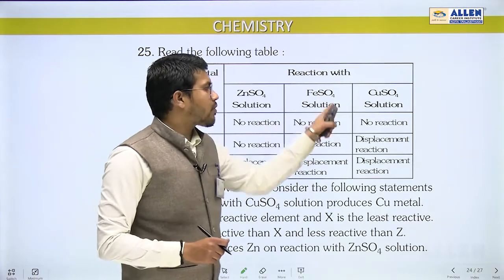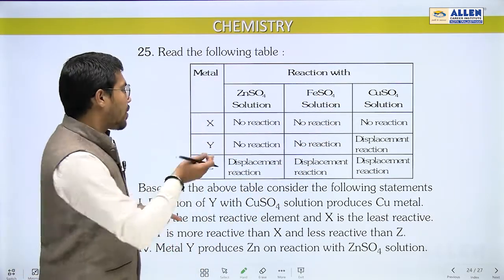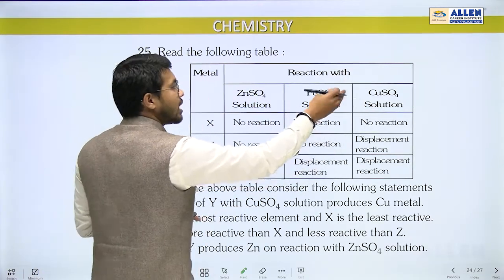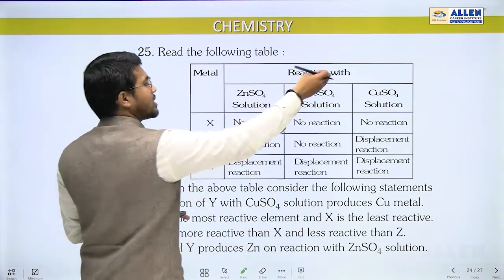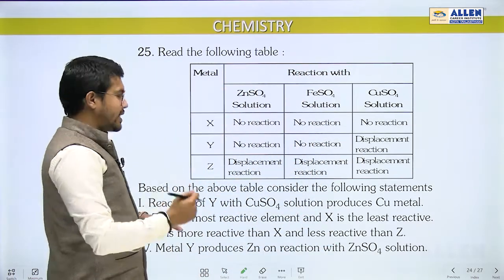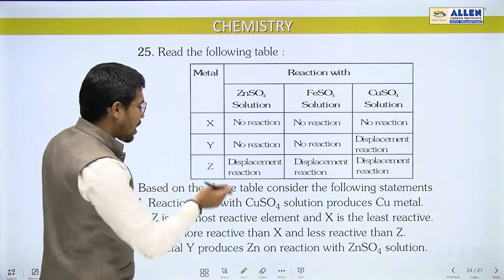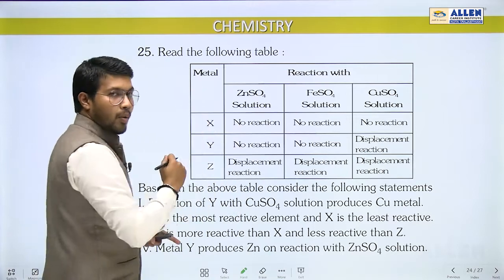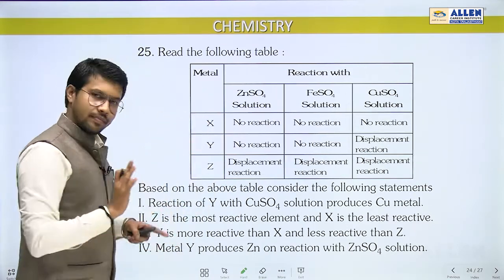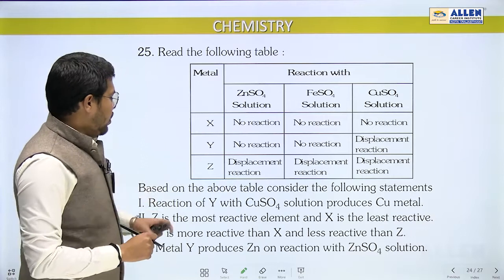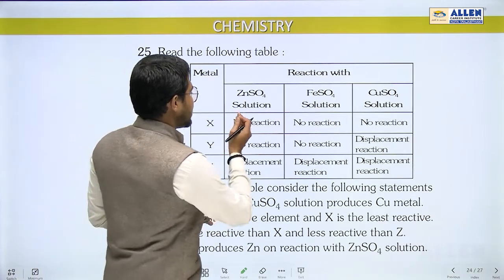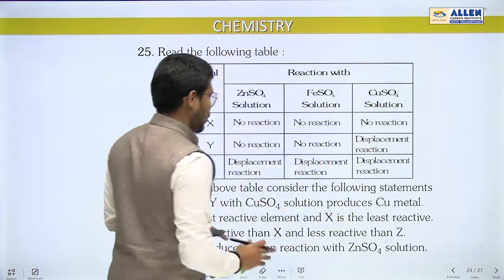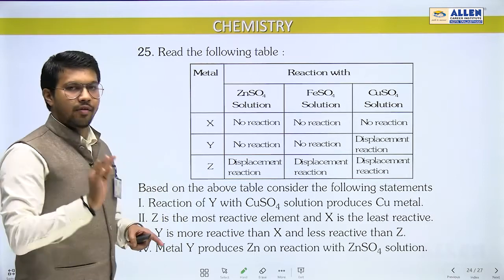It displaces copper from CuSO4. So obviously in the previous case X is unable to displace any of the given metals, even copper. It fails to displace copper. So yes, in the reactivity series X lies below copper, but Y is displacing copper. So obviously Y is more reactive than X. Correct? Now Z displaces zinc from ZnSO4, Fe from FeSO4 and Cu from CuSO4. So Z is the most reactive element.